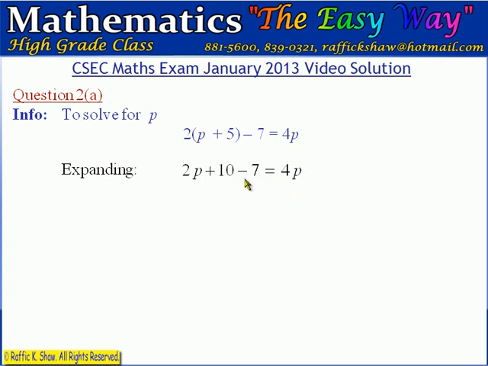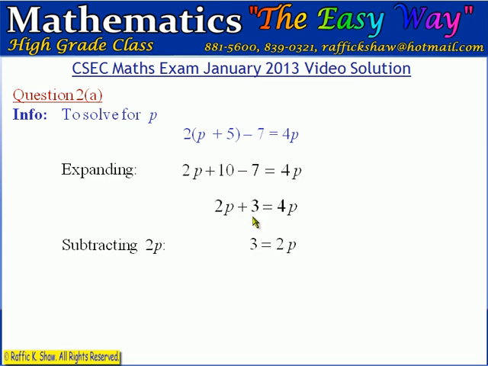And now the 10 minus 7 is equal to 3, and so this equation reduces to 2P plus 3 equals 4P. And what we can do now is subtract 2P from both sides, and so we'll end up with an expression in P being on one side of the equation. And this is it. We are subtracting 2P from both sides, and so it reduces to 3 left on this side being equal to 2P on this side.